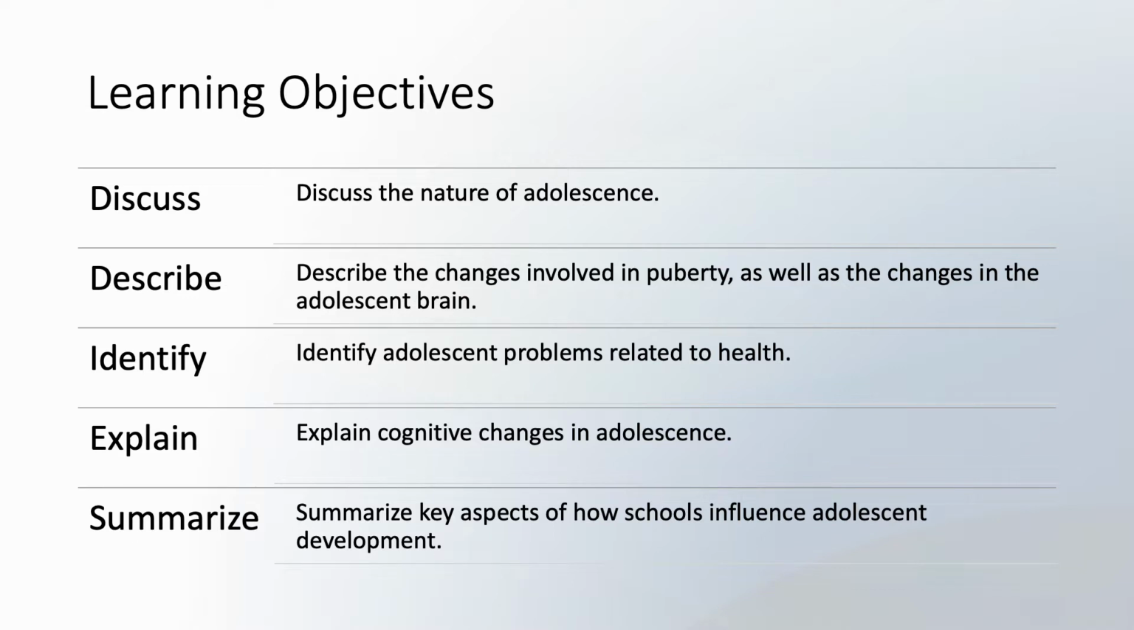There are learning objectives for both chapters. We'll start out with Chapter 11. By the end of this chapter, you should be able to discuss the nature of adolescence, describe the changes involved in puberty, as well as changes in the adolescent brain, identify adolescent problems related to health, explain cognitive changes in adolescence, and summarize key aspects of how schools influence adolescent development.